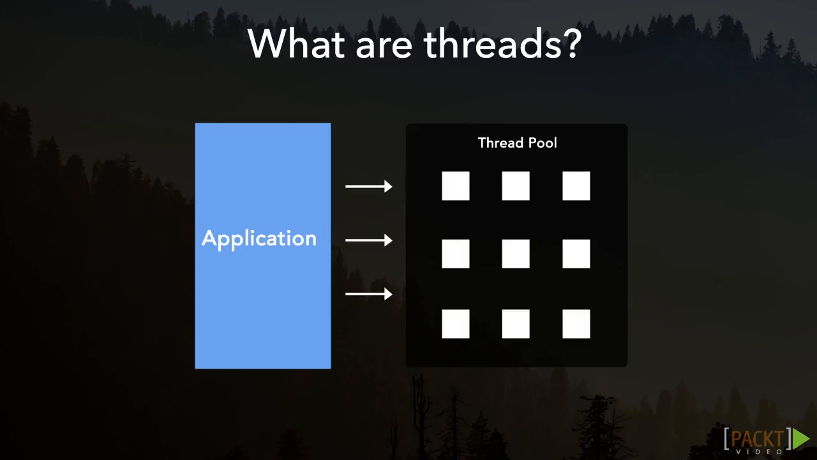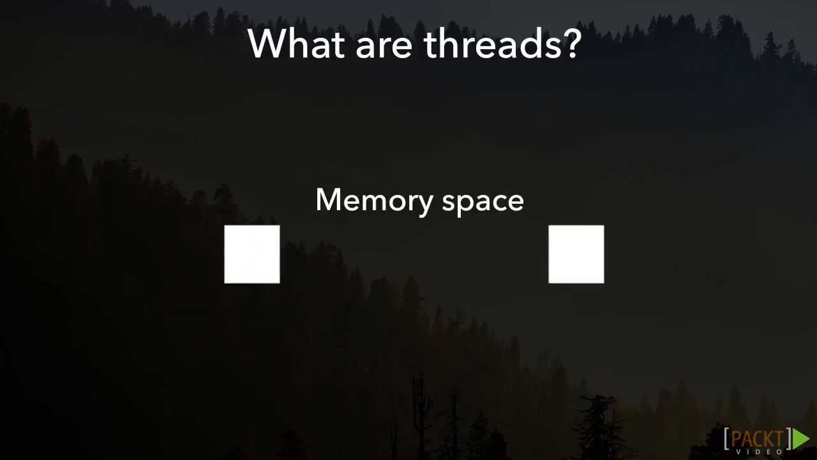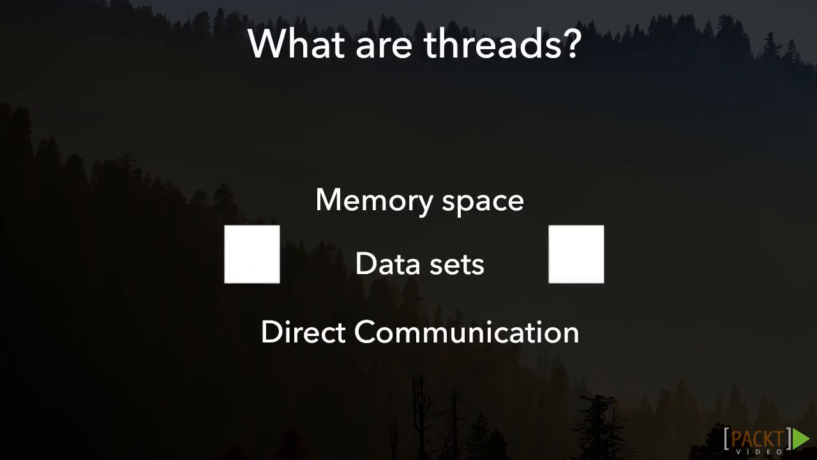Once we queue a task on a thread, it is not immediately run, but rather it's scheduled to run by the operating system. So we have no guarantee as to when or in what order our tasks will actually run. It is important to understand that our program's threads are not isolated from one another. They share memory space, data sets, and even communicate directly with each other.